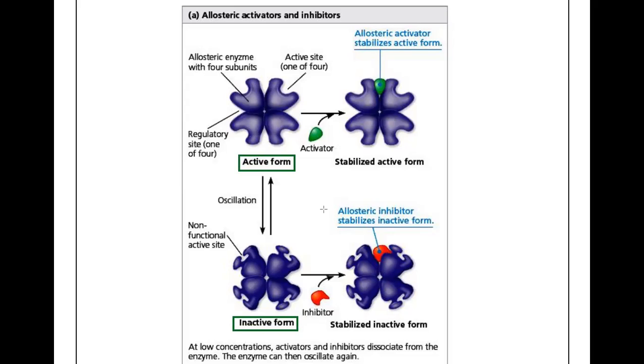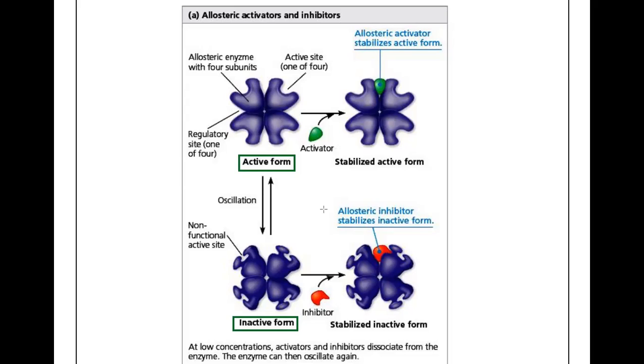Will it permanently stay in active form? No. It is like the mind. The mind says, don't do, don't do, but it doesn't stay continuously in the don't do. Again, mind says do, do. Again, mind says don't do. Like that, will this enzyme permanently stay in active form?